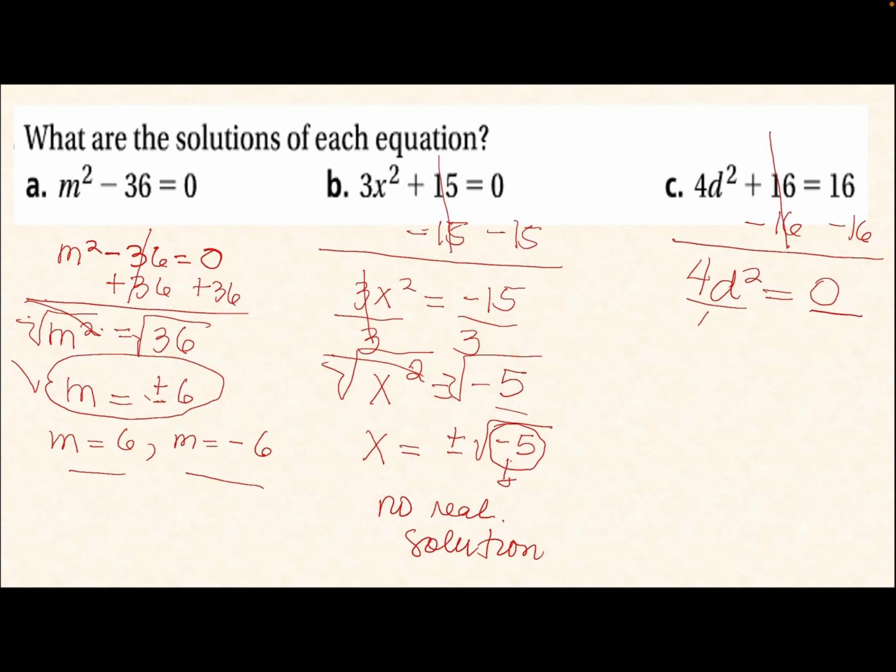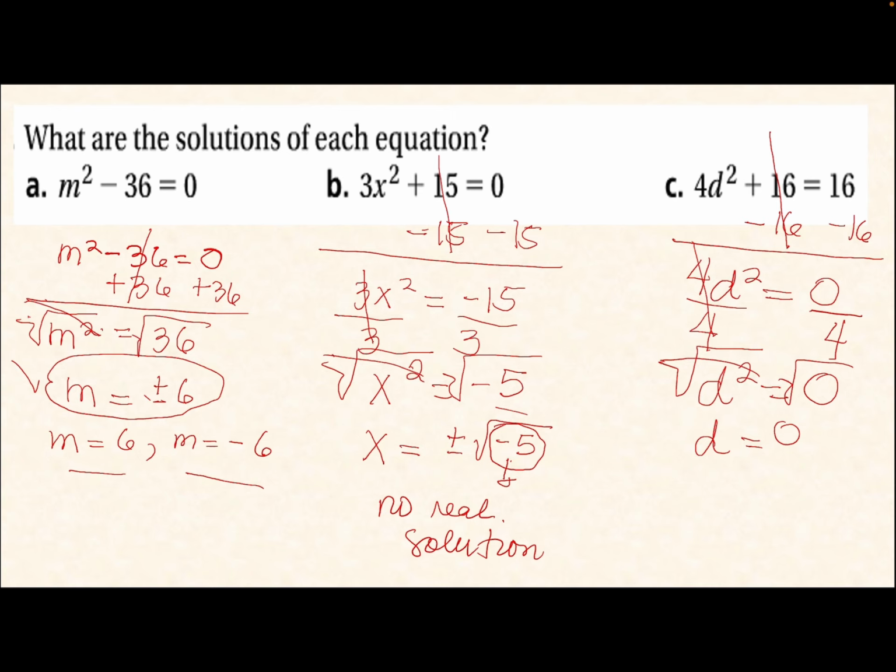Your d has a coefficient of 4, therefore divide both sides of the equation by 4. So 4 divided by 4, that is 1. D squared now is equal to 0 divided by 4, that is 0. Then get the square root. So 2 divided by 2, that is 1. So d now is equal to, what is the square root of 0? Okay, d is equal to 0.